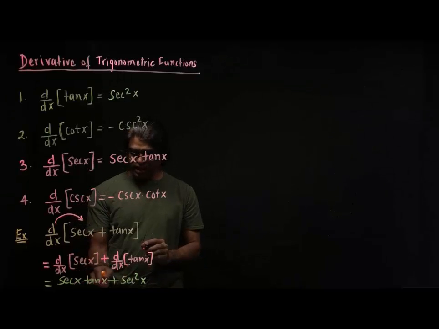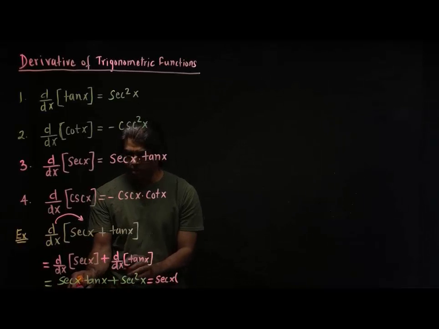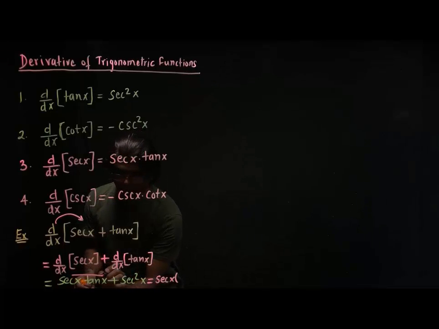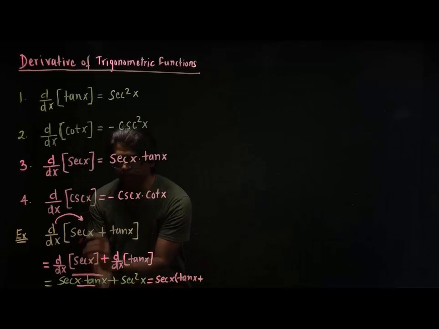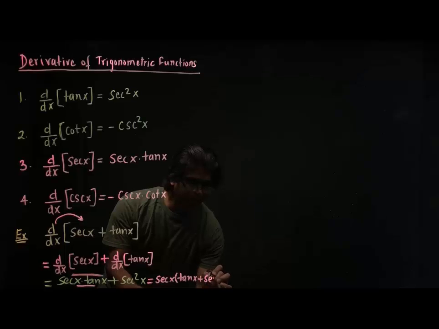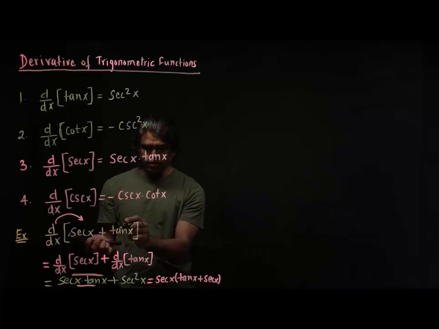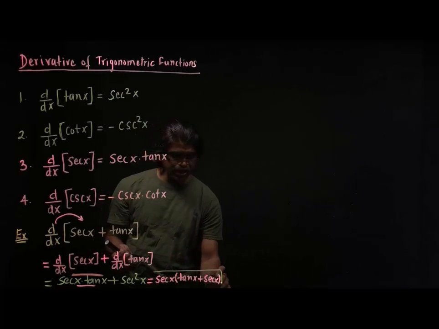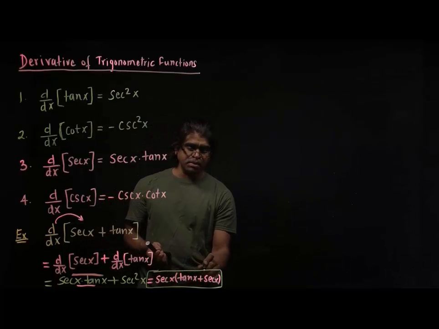Now, as you can see, secant x is common, so I'm going to take secant common outside. So I will write secant x, and if I take secant out from the first term, you can see only tangent is left, so I have tangent plus, I have a secant square over here. So if I take secant out, I am left with secant x, right? So basically, the derivative of this function right here is secant x times, inside the bracket, tangent x plus secant x.